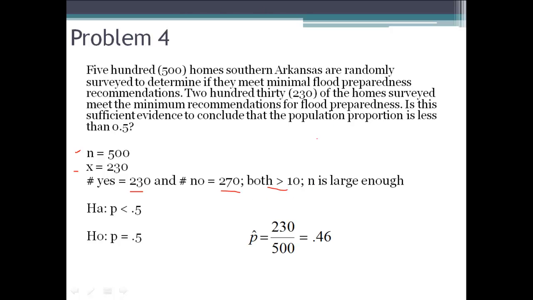This is enough evidence to conclude that the population proportion, that's P, is less than 0.5. So that's our HA for alternative, whichever way you want to call that. Some books also call it H1. Put what you want to conclude there, and then H0 always has an equal sign in it, P equal to 0.5. So I went ahead down here and computed the sample proportion, just X divided by N, 0.46.